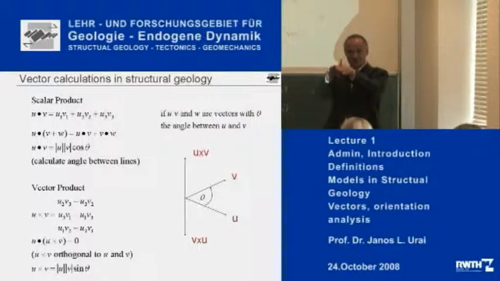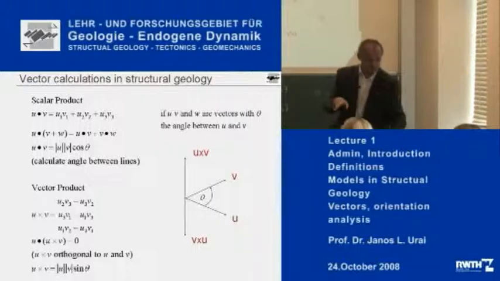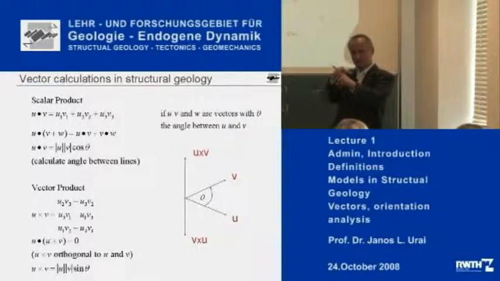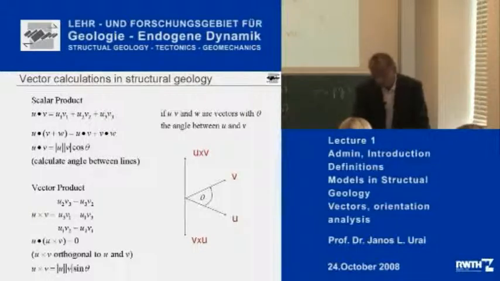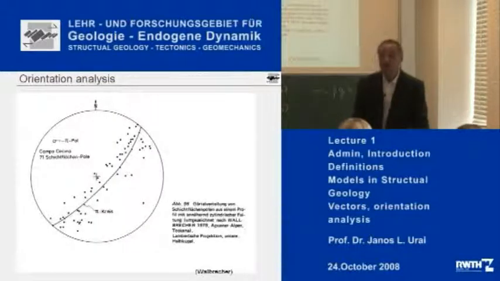it's very simple, because all I have to do is take the normal to this plane, take the normal to this plane, and take the vector product of those two, and that is my intersection. Okay? So vectors are behind all these stereo nets.